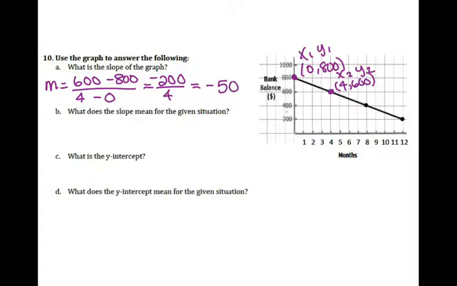Okay, now if I look at my units on my x and y axis, my x-axis represents months and my y-axis represents the bank balance. So that's going to help us interpret what the slope means for this given situation. So what that means is that every month your balance is going down $50. So I'm going to go ahead and write down the balance. Can't spell. The balance decreases by $50 each month.